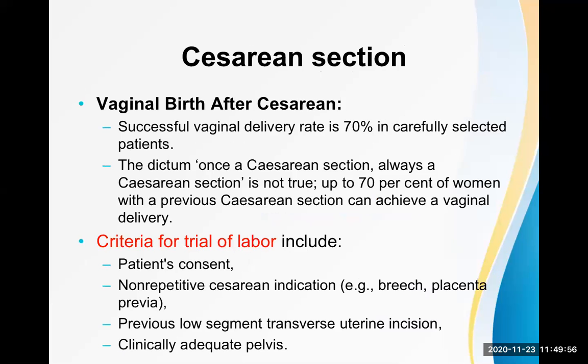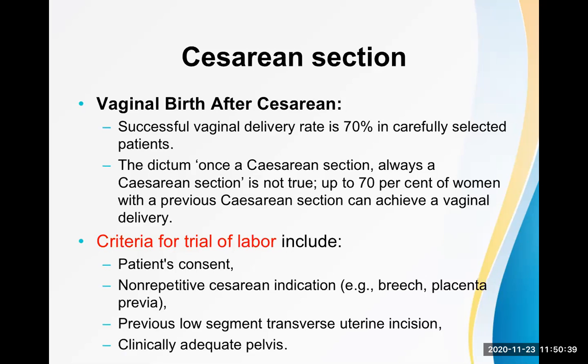Now, let's talk about some more information regarding cesarean section. What is the chance of vaginal birth after cesarean? A lot of information you already know, but still, let me talk a bit more about it. Successful vaginal delivery rate is 70% in carefully selected patient. So what does that mean? These days, many cesarean sections are conducted by lower segment cesarean section, LSCS, and we can give a trial of vaginal delivery in the next time. The dictum, once a cesarean section, always a cesarean section, is not true.